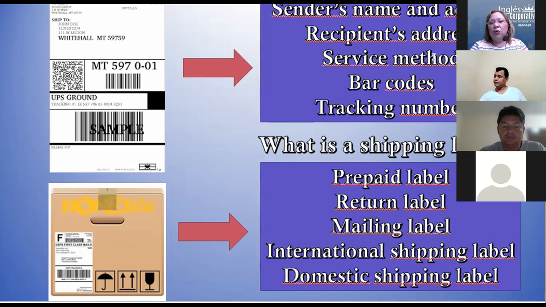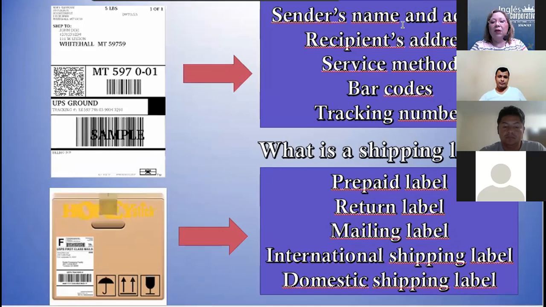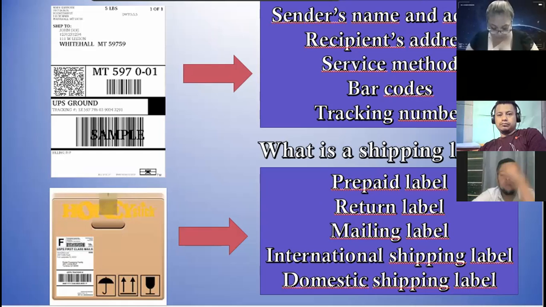Entonces, haciendo un poquito de resumen, ¿verdad? Este es el vocabulario que hemos aprendido el día de hoy, ¿sí? What is a shipping label? It's a label, a sticker, that contains this information: sender's name and address, recipient's address, the service method, the barcode, the tracking number. And also they could be prepaid labels, return labels, mailing labels, and it can be abroad or international shipping labels, domestic shipping labels, okay? Are we okay so far? ¿Estamos bien hasta aquí? Yes.